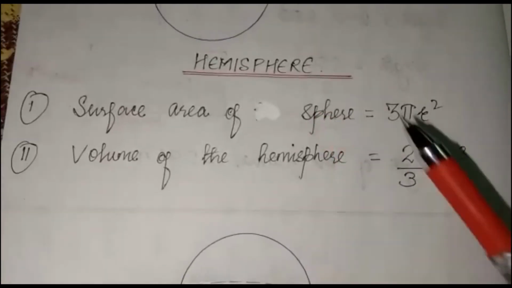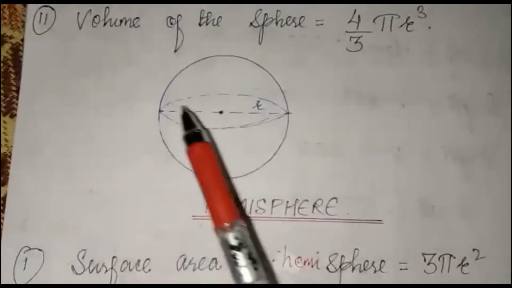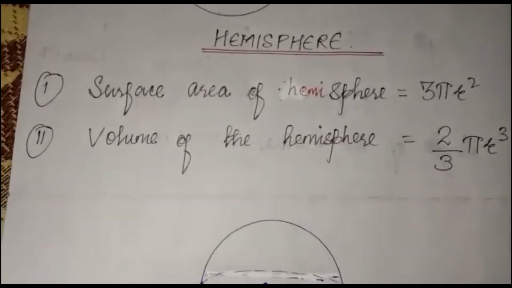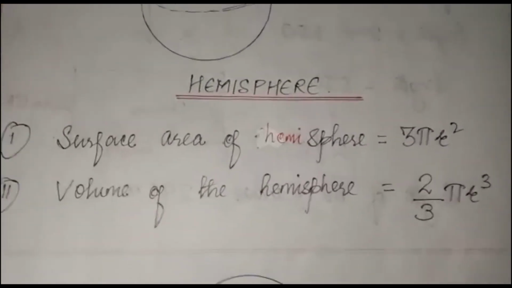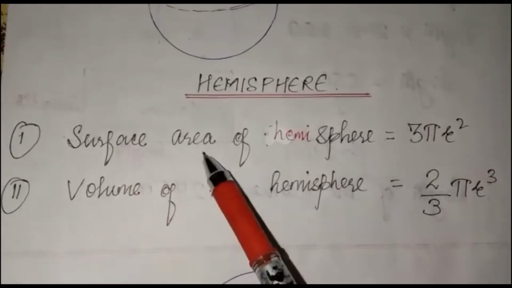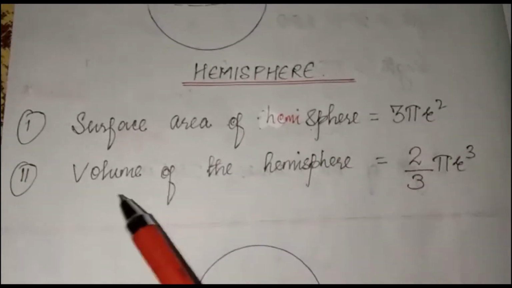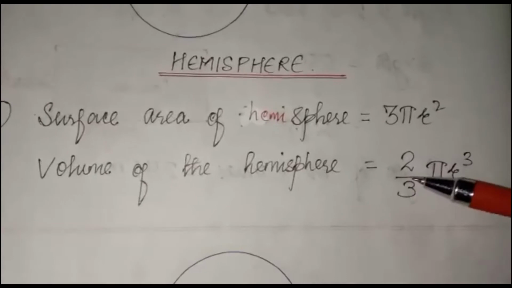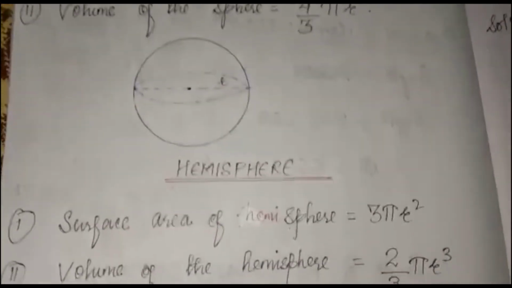Okay, next is hemisphere. Hemisphere means when you cut this sphere into two equal halves, each half is called hemisphere. So half of sphere is hemisphere. Its shape is like this. Surface area of hemisphere is 3 pi r square. Then volume is half of this sphere, 4 by 3, so here will be 2 by 3 pi r cube. So these are the formulas of sphere and hemisphere.